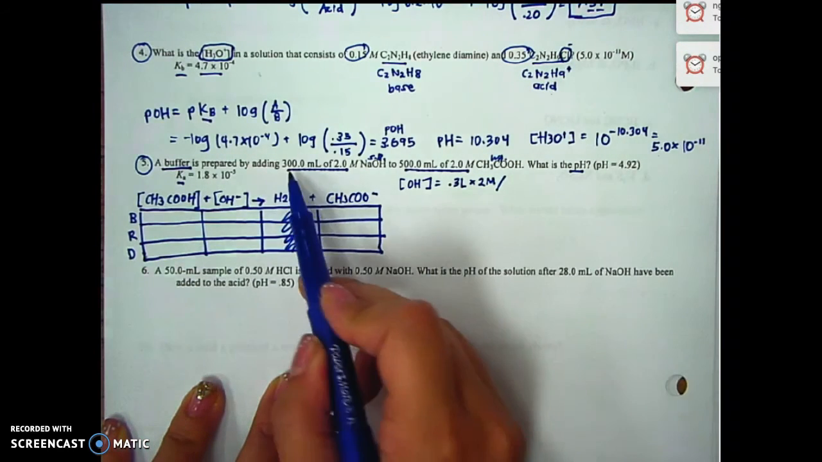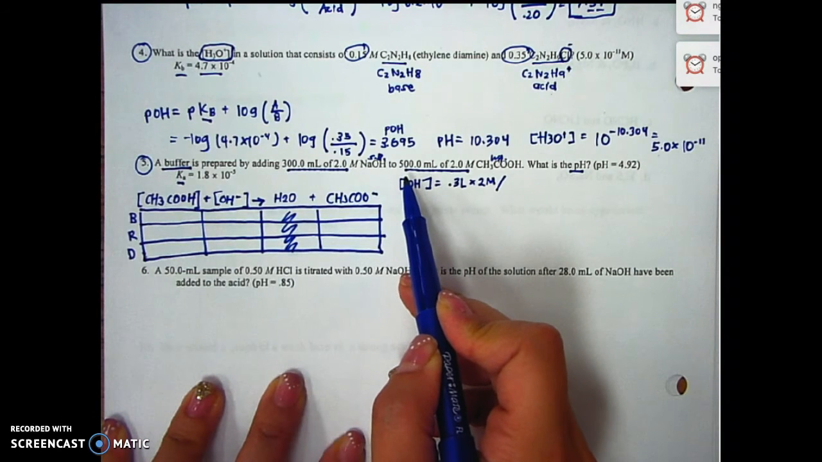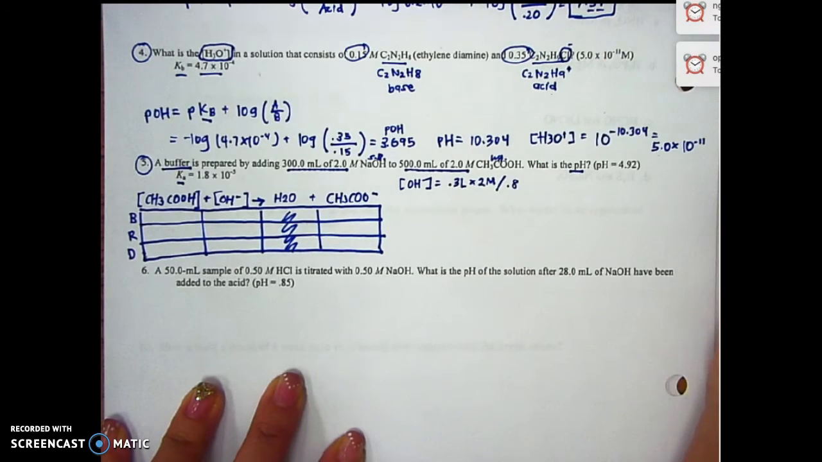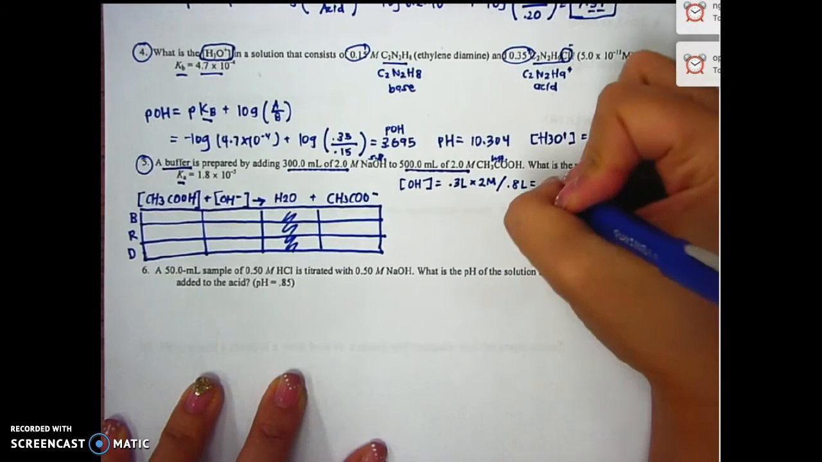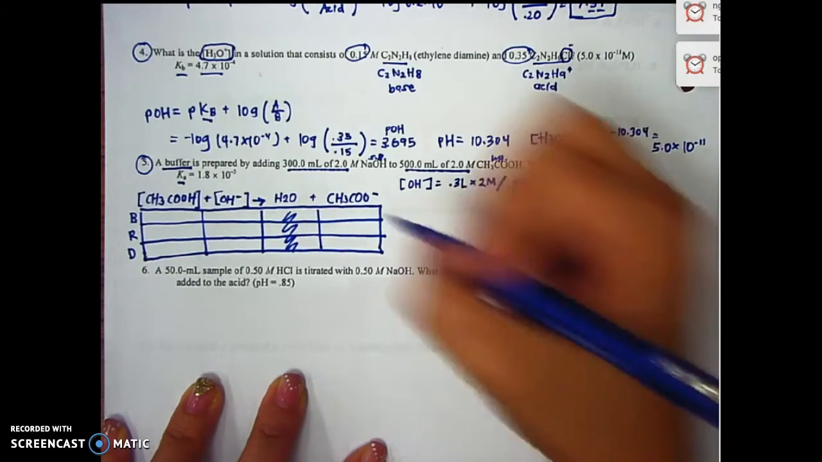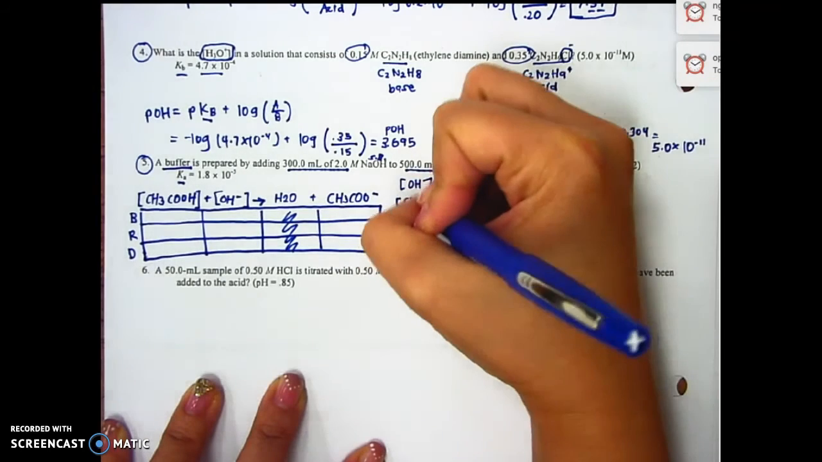So we have 300 mL and 500 mL. That's going to be 800 mL total volume. But in liters, it's going to come up to 0.8 liters. Okay, so if you multiply and divide by 0.8, we wind up with 0.75 molar right here. And same deal, we're going to do the same thing for the acid.